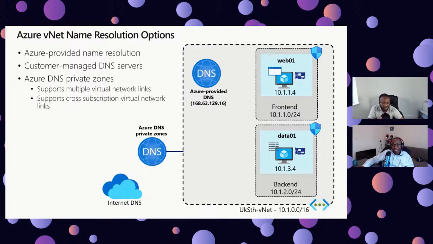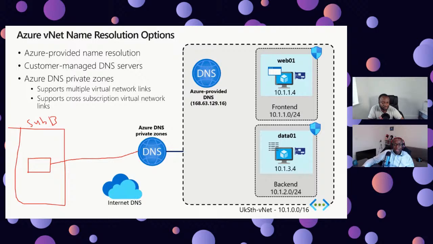So let's say this network is in subscription A. I have another subscription here called subscription B, and subscription B has a network over here. No problems. I can still attach that network even though it belongs to a different subscription. I can still attach it to this DNS service.